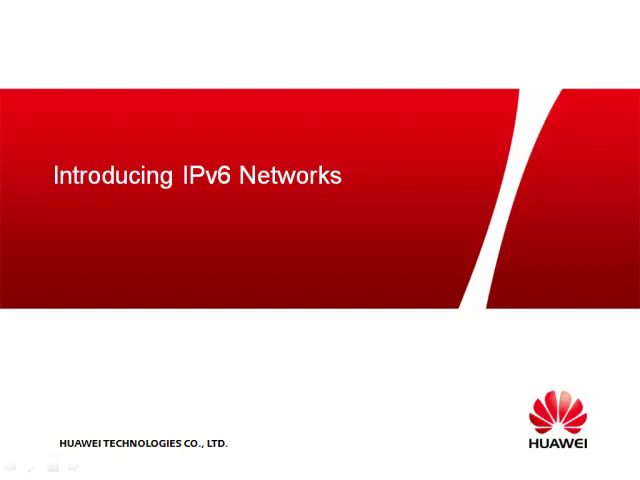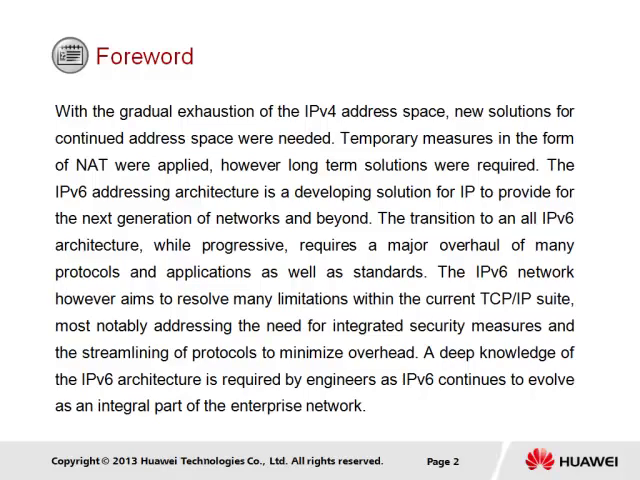We now take a look at introducing IPv6 networks as the next generation IP framework. With the gradual exhaustion of the IPv4 address space, new solutions for continued address space were needed. Temporary measures in the form of NAT were applied, however long-term solutions were required. The IPv6 addressing architecture is a developing solution for IP to provide for the next generation of networks and beyond.